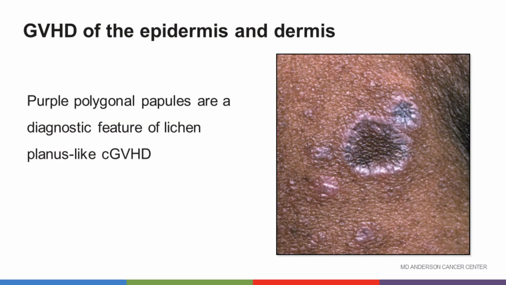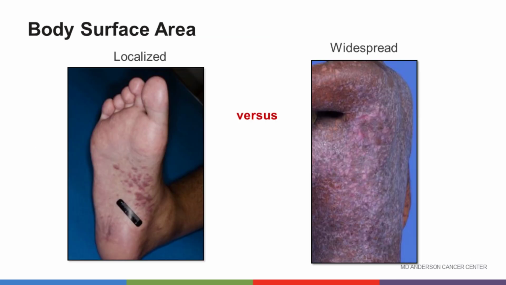Well, what happens if we get graft-versus-host disease of the epidermis and the dermis? Well, a diagnostic form of chronic graft-versus-host disease is lichen planus, and that affects both the dermis and the epidermis. And the picture that I'm showing you here are purplish polygonal, got lots of angles, papules because they're raised, and this is a diagnostic feature of chronic graft-versus-host disease. When we see this in the setting of allogeneic stem cell transplant, we are concerned for chronic graft-versus-host disease.